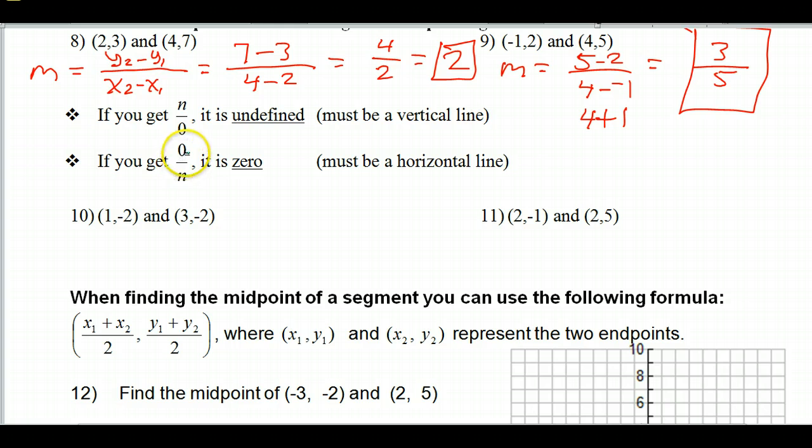So, something else I want you to have in the back of your mind. If you do get 0 in the denominator, I want you to make the connection and go, oh, if I were to graph this, this must be a vertical line, because a vertical line would have undefined slope. If you get 0 in the numerator, I want you to think this must be a horizontal line, because that's the kind of line that has a 0 slope.